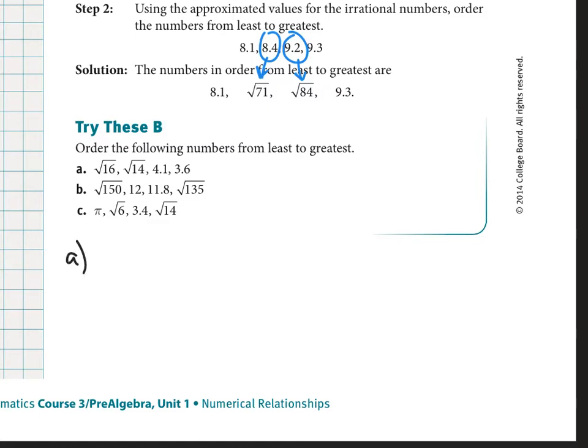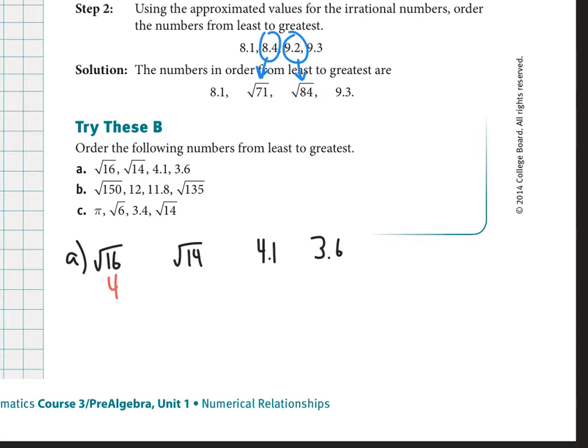So with part A, let me just rewrite the list. We have the square root of 16, we have the square root of 14, we have 4.1, and we have 3.6. Okay, so let's see what we can do. So do we know the square root of 16? We do. That's a perfect square, right? The square root of 16 is just 4.